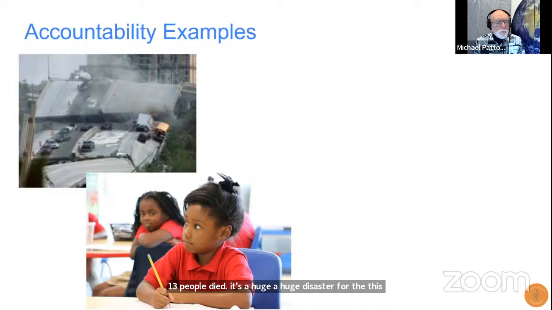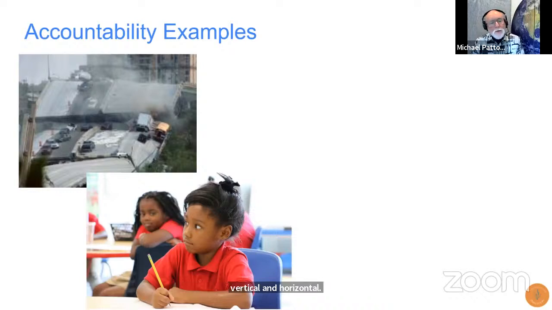And the investigation turned up that the bridge had been inspected 9 months before it collapsed. A report was written by the bridge inspectors saying that the bridge was in danger of collapsing. There were cracks in the gusset plate that connects the vertical and horizontal parts of the bridge. And so that's an example of an evaluation not used.